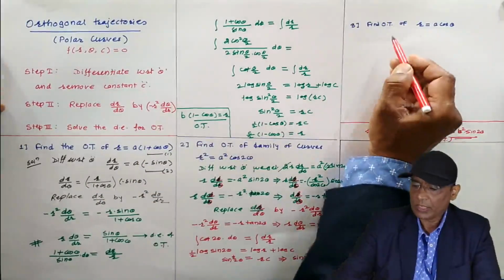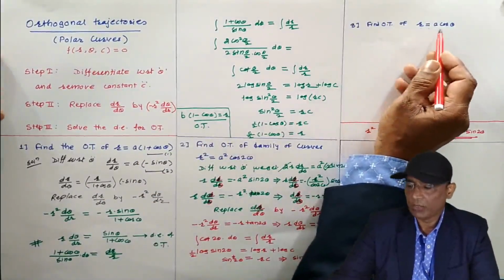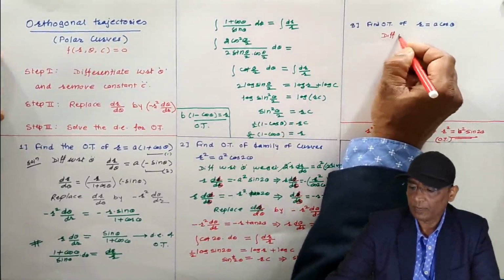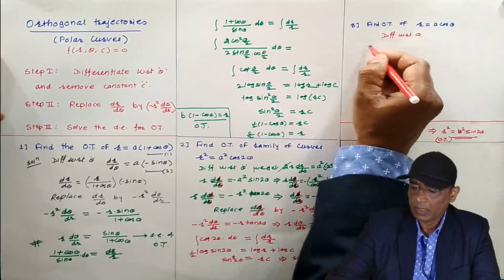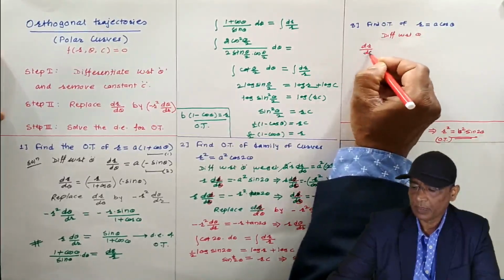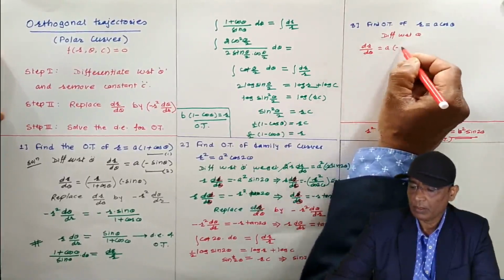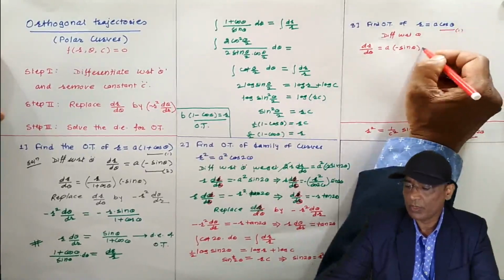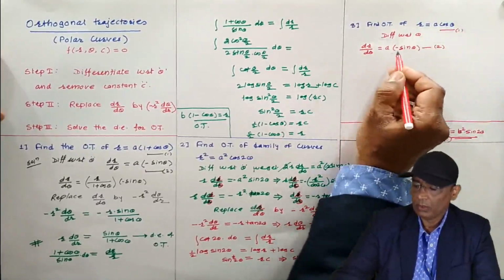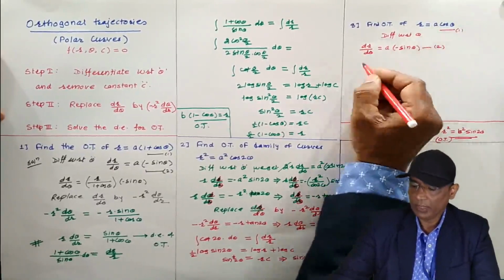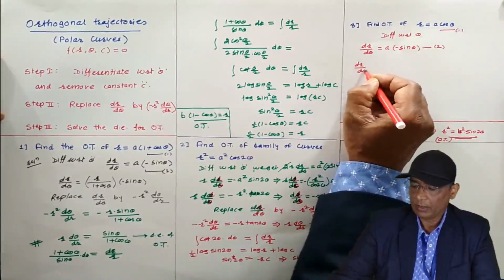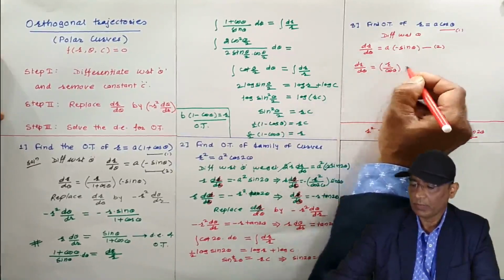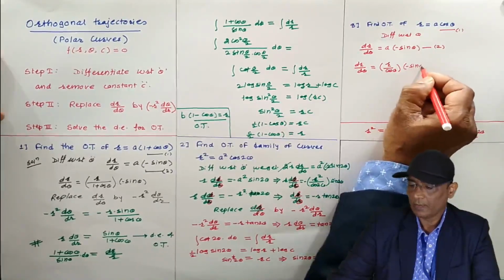Now, next problem. Find orthogonal trajectory of r equal to a cos θ only. Differentiate with respect to θ. dr by dθ equals a times the derivative of cos. This is our equation 1 and this is our equation 2. Now, find value of a from here and put it here. dr by dθ, value of a is r by cos θ, minus sin θ is as it is.